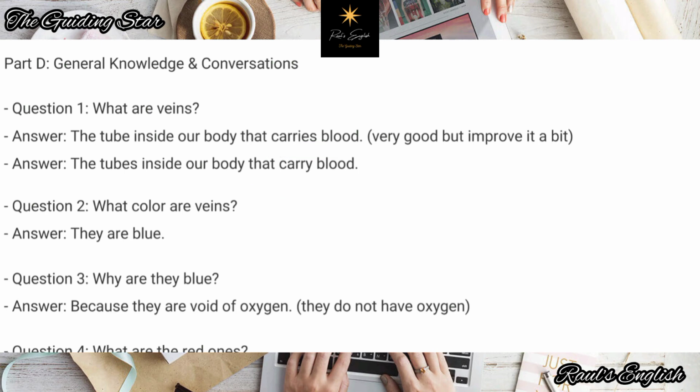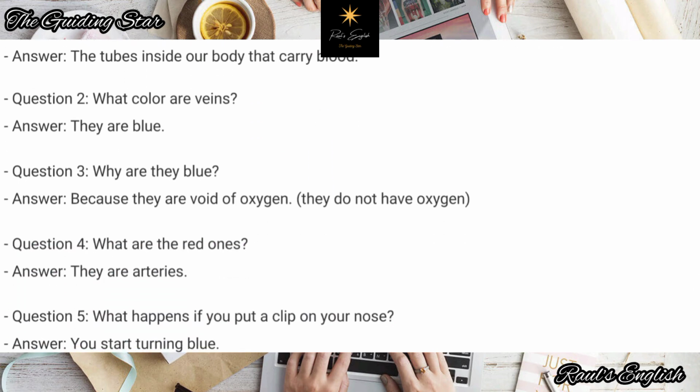It's not wrong. So what color are veins? They are blue. Very good. Why are they blue? Because they are void of oxygen. They do not have oxygen. Alright, if you start an answer with because, it's alright in a conversation, but when you are writing, do not start any sentence with because. Right, so they are void of oxygen. That makes them turn blue. Or actually they're not turning blue, it's just the light that is reflected. We can only see blue, so that's the light which gets reflected once they are deoxygenated or the oxygen has been removed.